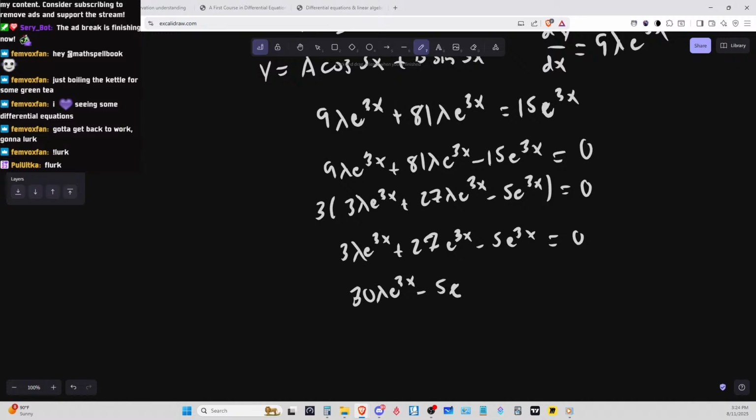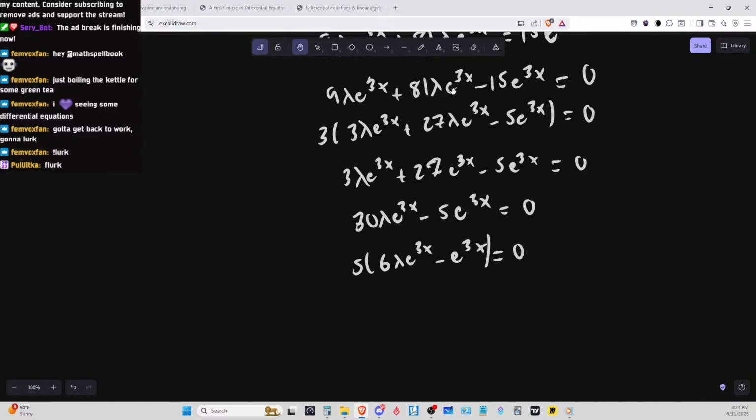I could have done that at the beginning, but I was like, maybe save that for later. And then this 30, we can take 5 out. So this would be 6 lambda. And then 0. Now we have 6 lambda. Oh, why did I put a negative there? It's not supposed to be there. 3x.